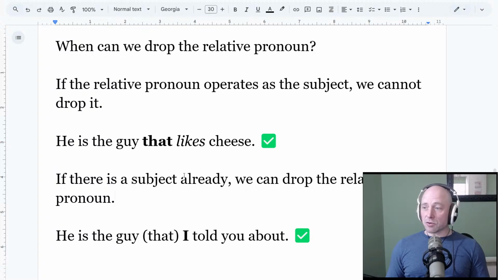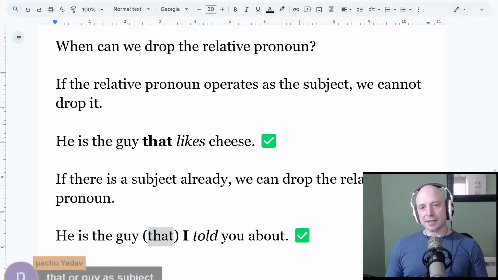If there is a subject already, we can drop the relative pronoun. So look here. He is the guy that I told you about. So the verb is told. What's the subject of told? The subject is I. So we already have I as the subject. Therefore, we can drop the relative pronoun.